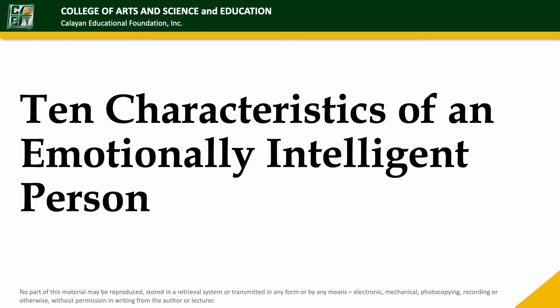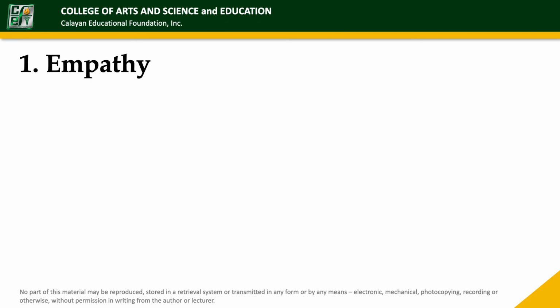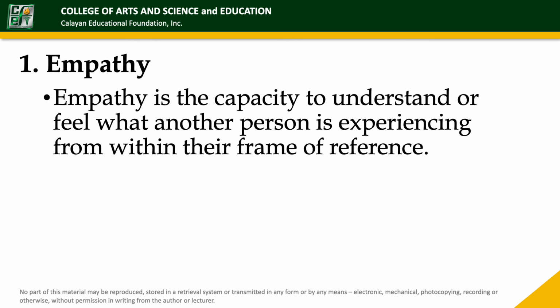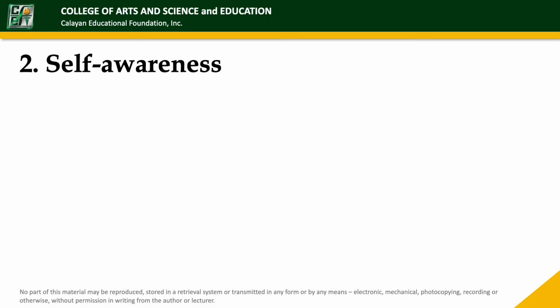So, let us talk now this time about 10 characteristics of an emotionally intelligent person. So, pwede nyong i-check sa mga sarili nyo kung kayo talaga ay isa ng tao na mataas ang emotional intelligence. So, one is empathy, the capacity to understand or feel what other person is experiencing from within their frame of reference. Okay? Another is self-awareness. It is the art of understanding oneself, recognizing the stimuli, and preparing how to manage him or herself both in proactive and reactive manner.